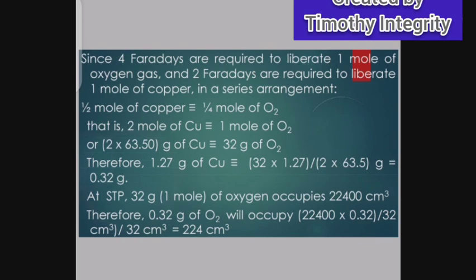But we're not asked to determine the mass of oxygen. We're looking for its volume. So we see that at STP, 32 grams of oxygen, that is 1 mole of oxygen, occupies the volume of 22,400 cm3. Therefore, 0.32 grams of oxygen will occupy 224 cm3.